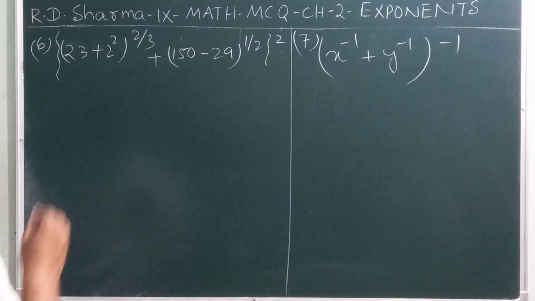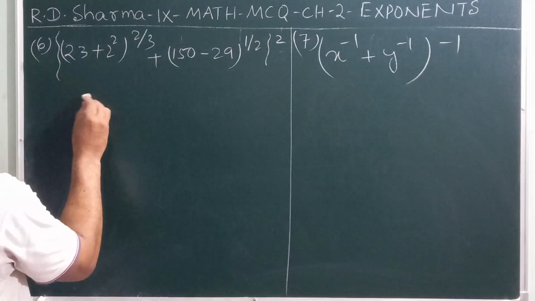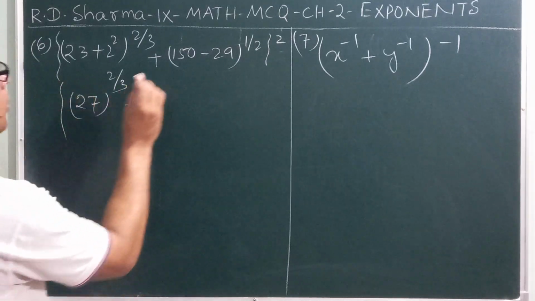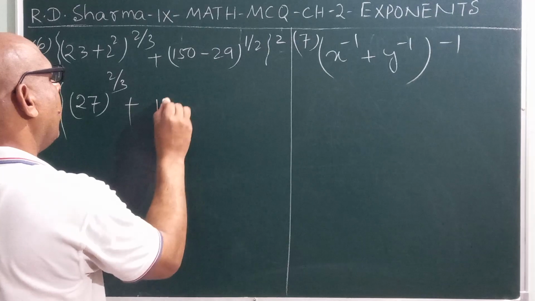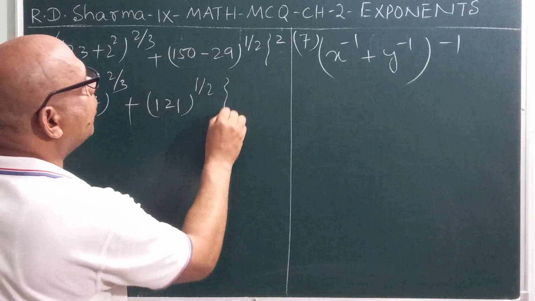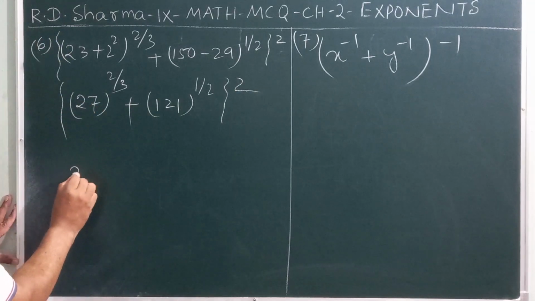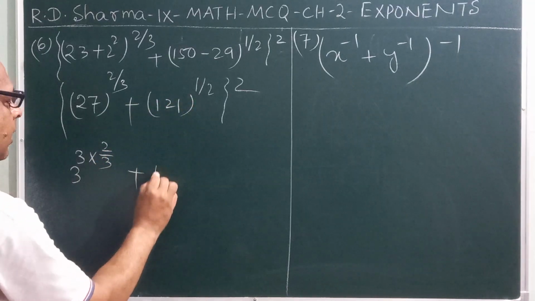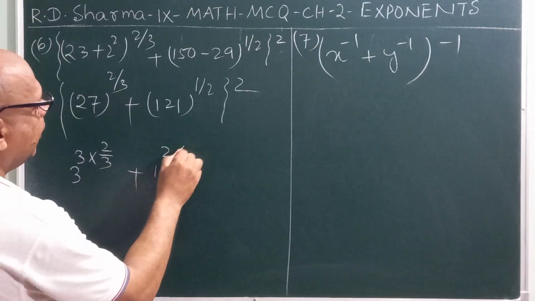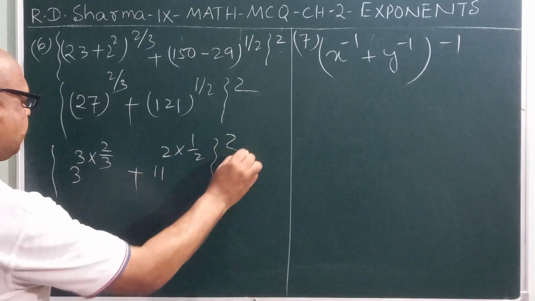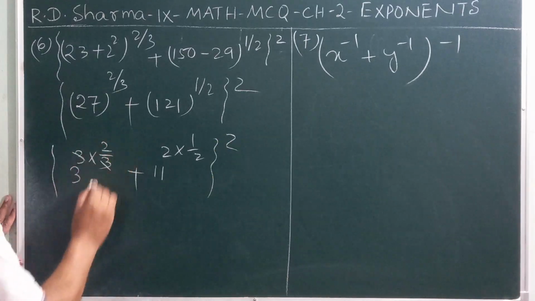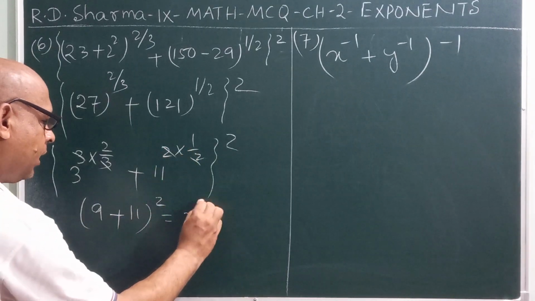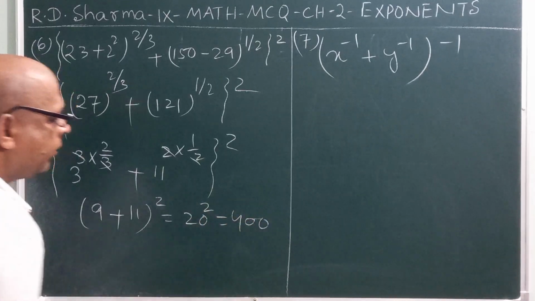Next, number 6. 2 square 4, 23 plus 4, 27 to the power 2 by 3 plus 150 minus 29, 121 to the power 1 by 2 whole square. 27 is 3 to the power 3 into 2 the power 2 by 3 plus 121 is 11 square, 11 to the 2 into 1 by 2 whole square. 3 cancel, 3 square 9, plus 2 cancel, 11 whole square equals 20 square equals 400. Answer is 400.